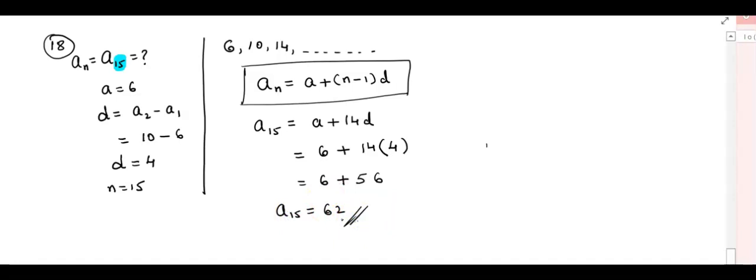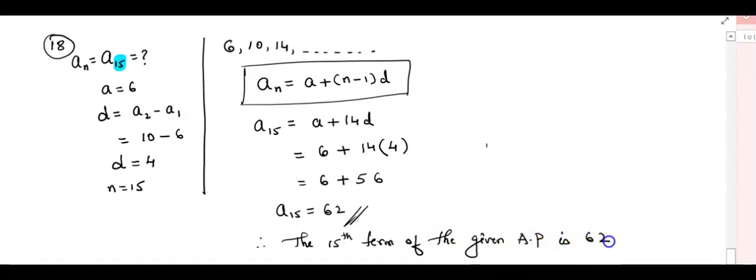Any doubts? Please go with the calculation part. As the calculations are very important, you should be very careful with the calculation. Is this clear? So therefore the 15th term of the given arithmetic progression is 62. This is the final answer. Any doubts? Good. Now let me solve the next case.